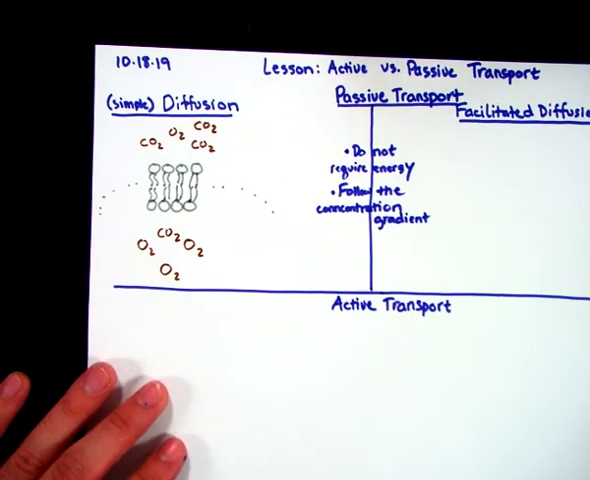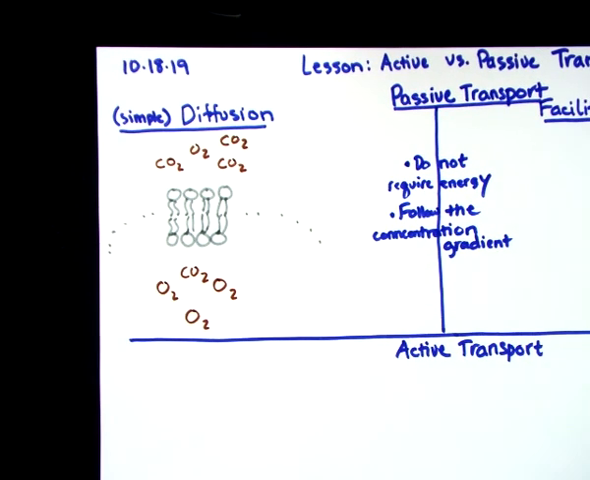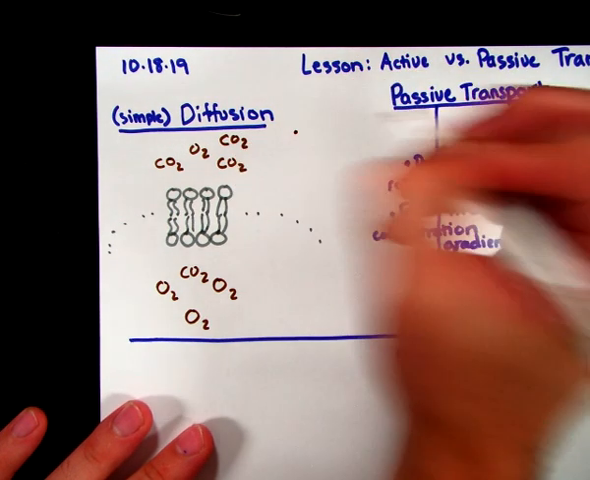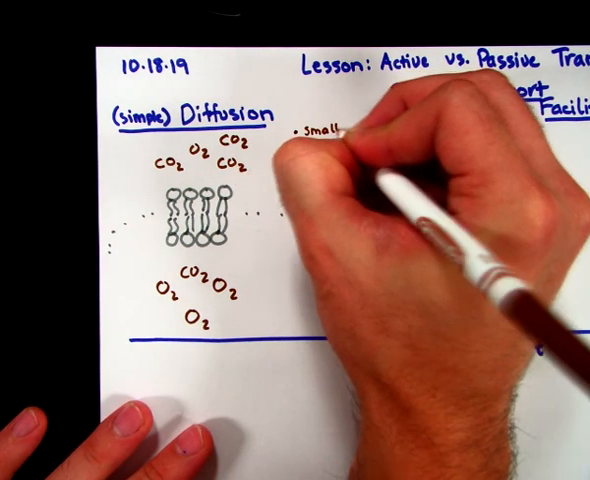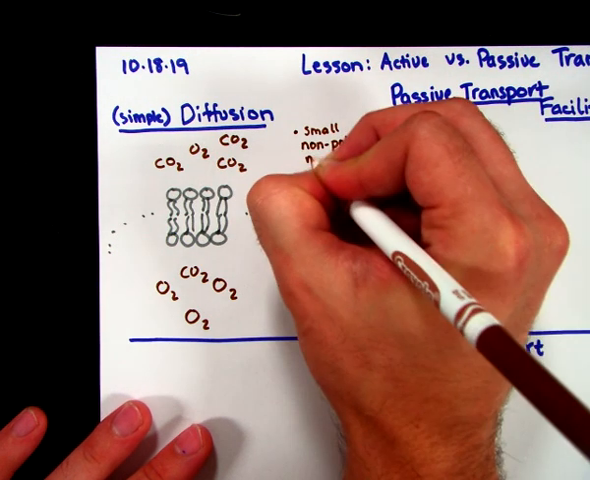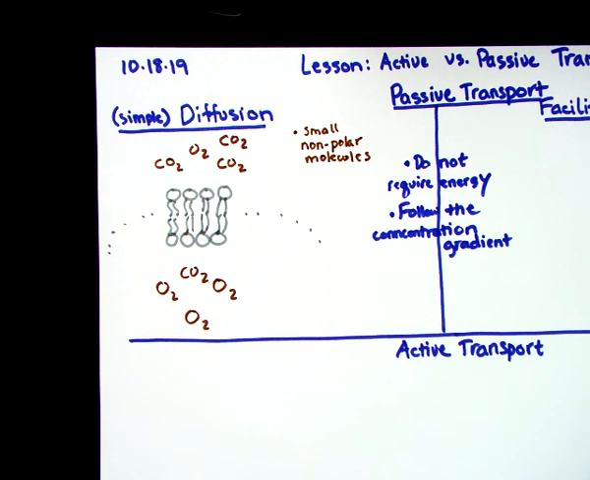Most often we're referring to the diffusion of carbon dioxide and oxygen, which usually are small, nonpolar molecules. Small, nonpolar molecules. And these simply can pass through the cell membrane, the phospholipid bilayer, without the need for a protein to facilitate it.